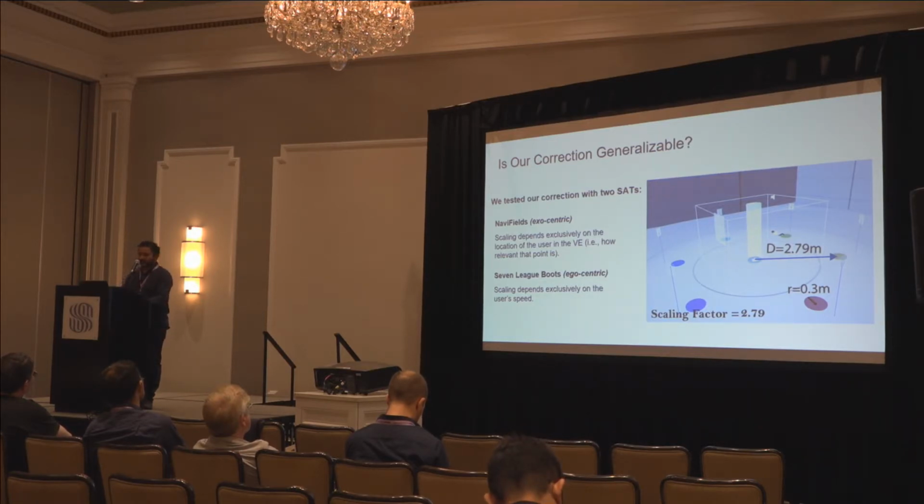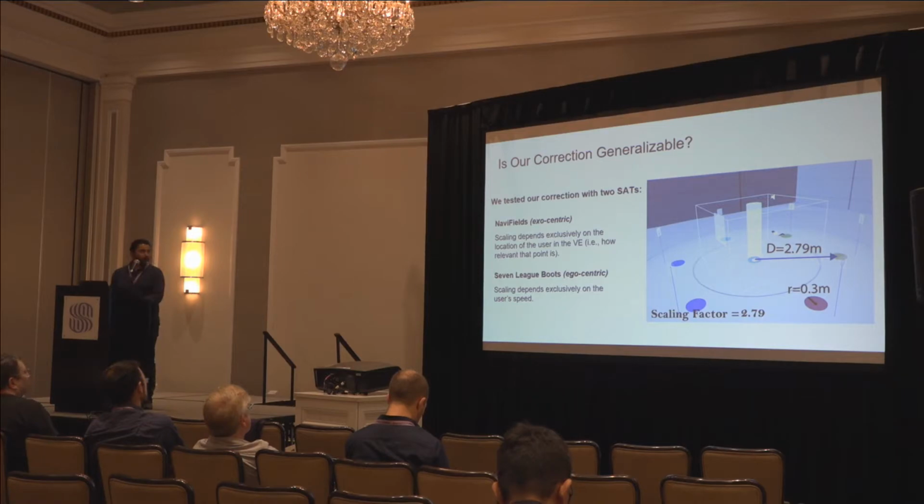Navi fields, as a representative of an exocentric control, where the scaling depends exclusively on the location of the user in the virtual environment, or the relevance of each location in the environment. And 7-league boots, which represents an egocentric control, where the scaling depends exclusively on the user's speed.